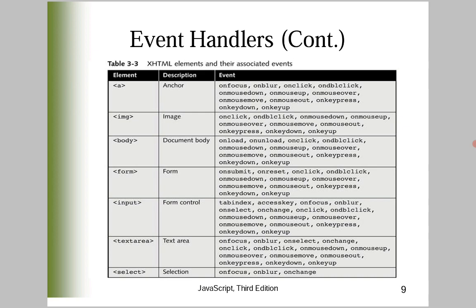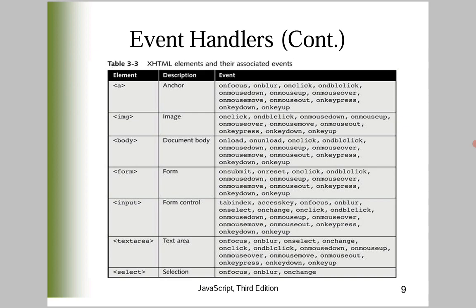What are the different events? Element means the HTML tag used. Description means the description about the tag. So A means anchor tag, generally a link. What are the different types of events used in the anchor tag? Onfocus, onblur, onclick, ondblclick, onmousedown, onmouseup, onmouseover, onmousemove, onmouseout, onkeypress, onkeydown, onkeyup, like that.